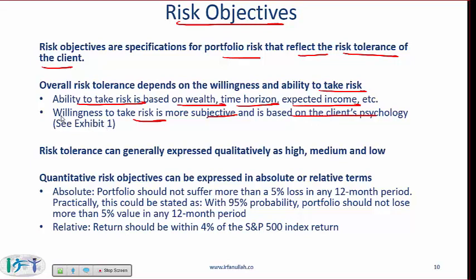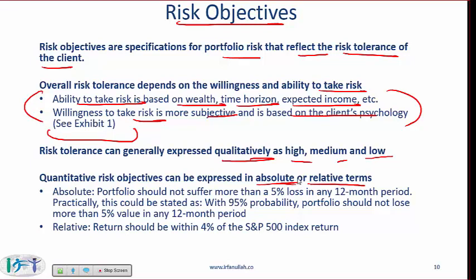And how we come up with this risk tolerance is described in Exhibit 1, but in the summary crash course, I'm just emphasizing the 2 main points. Risk tolerance can generally be expressed qualitatively as high, medium, low. So in an actual IPS, you often just say that the risk tolerance is either high, medium, or low. You often don't give a number. Quantitative risk objectives can be expressed in absolute or relative terms.